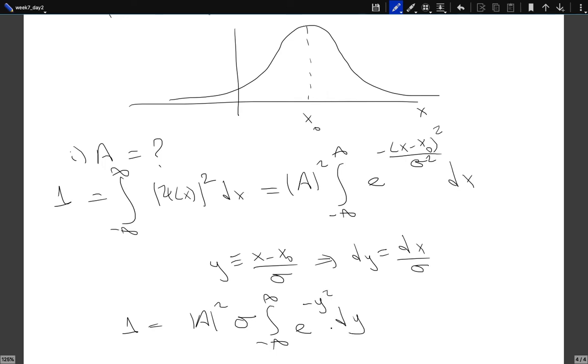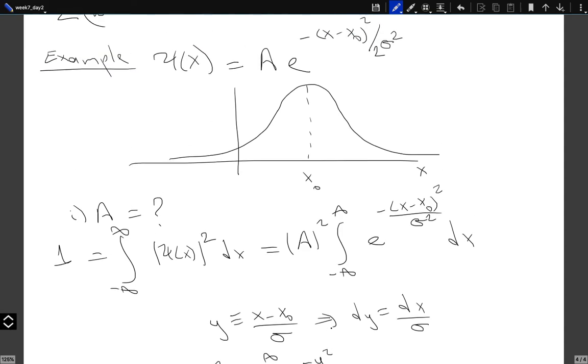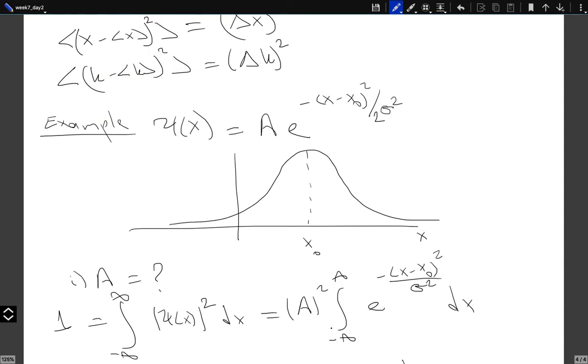You see, over there I have a factor of 2. When I take the square, it just disappears.